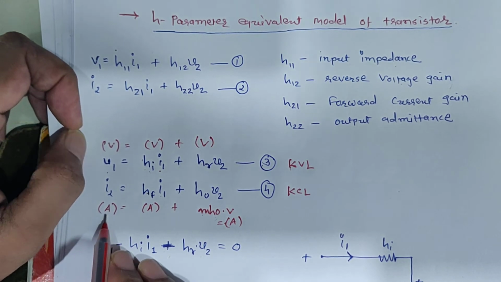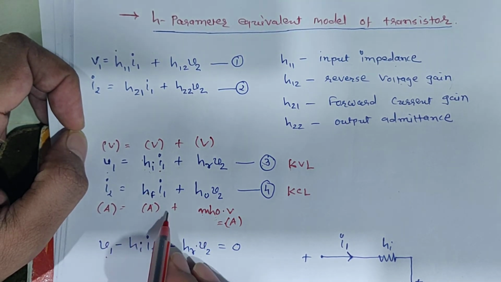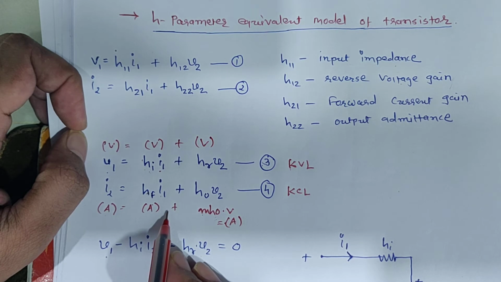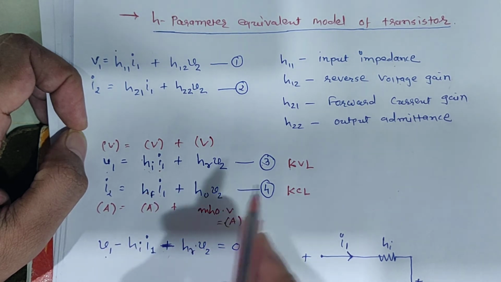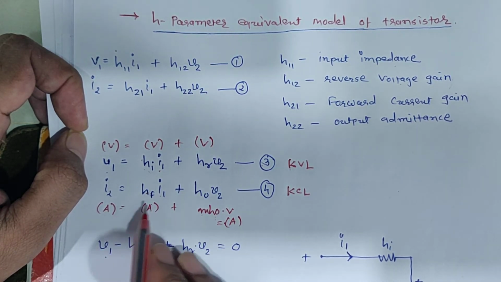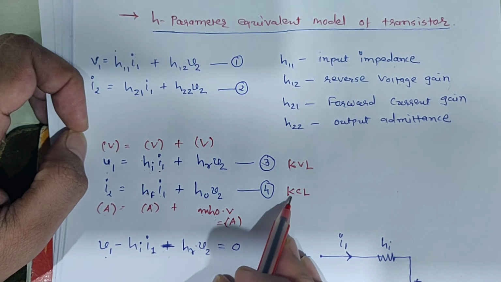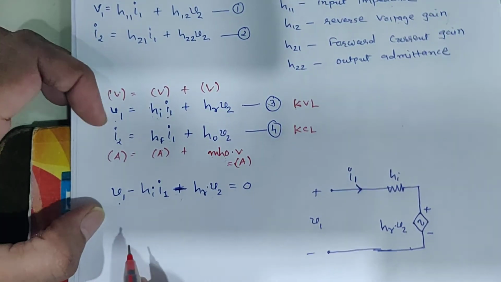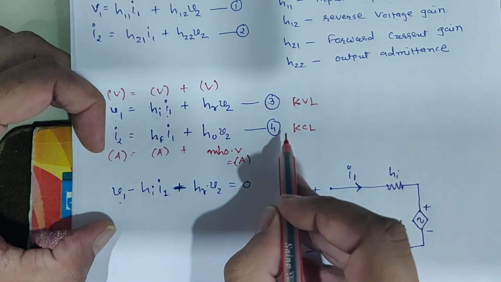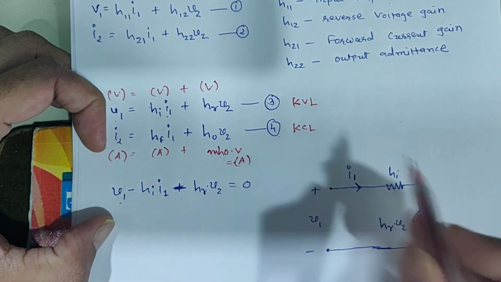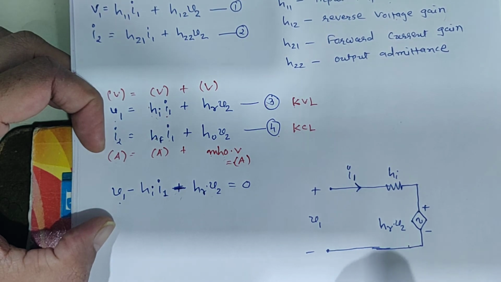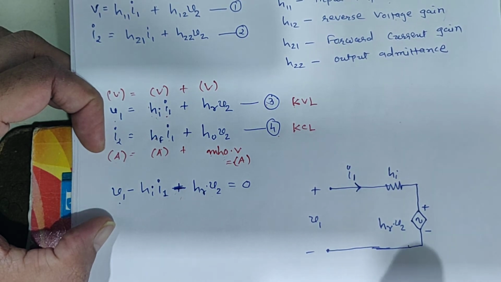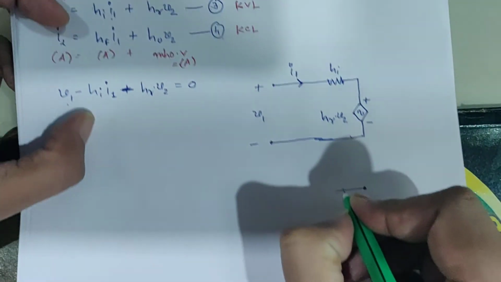So now all these three quantities will be in ampere. It indicates the equation of KCL: the sum of all current entering the junction is equal to the sum of all current leaving the junction. So this is fulfilling the KCL equation. Now we will draw this particular equation number 4 into the KCL equivalent circuit.